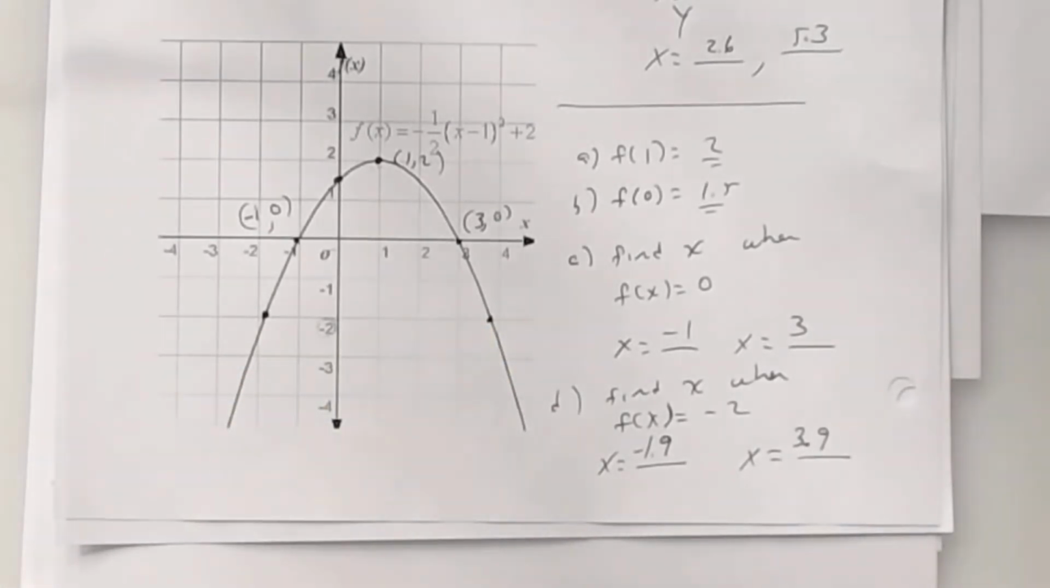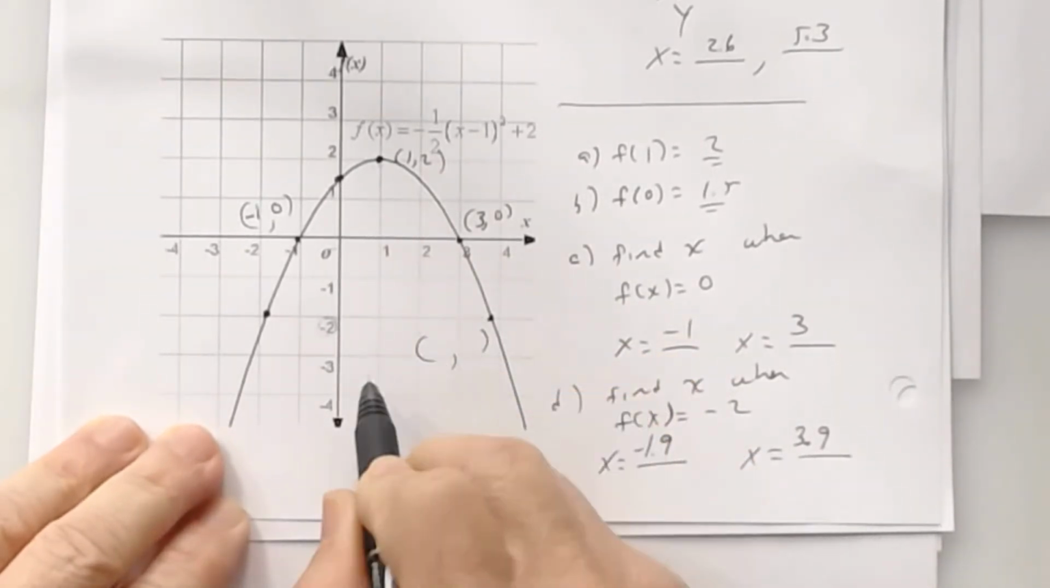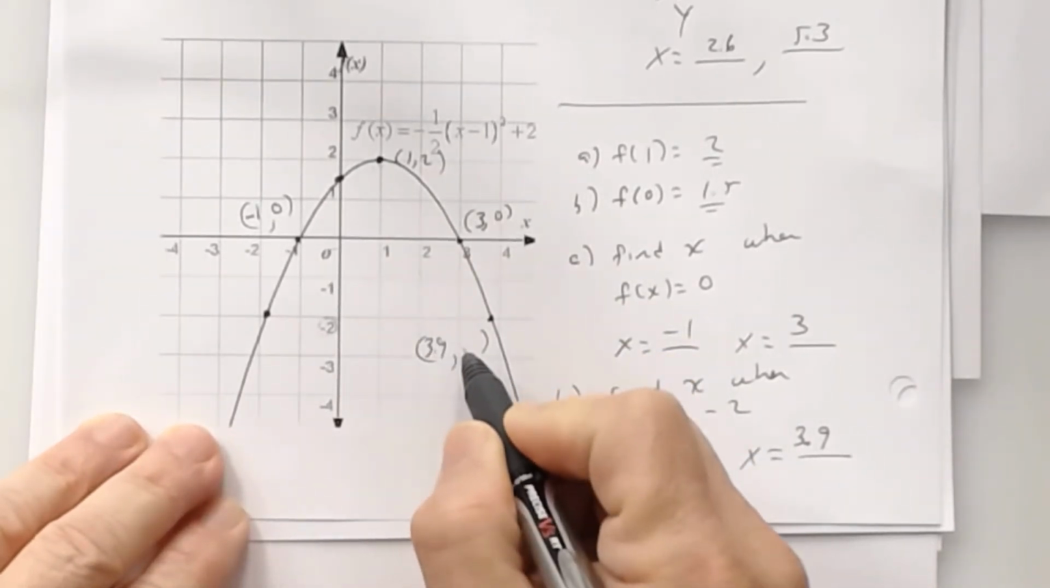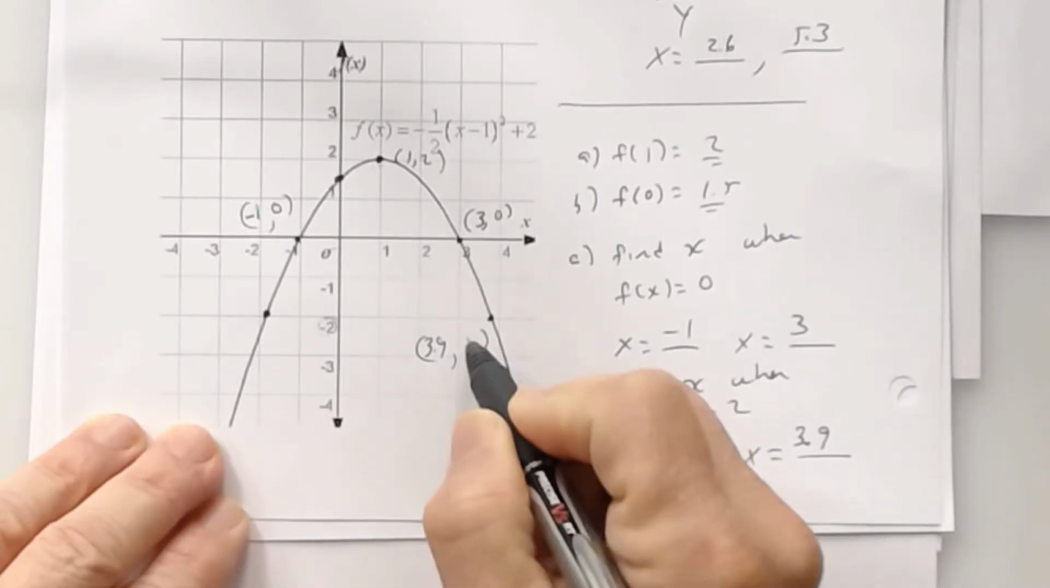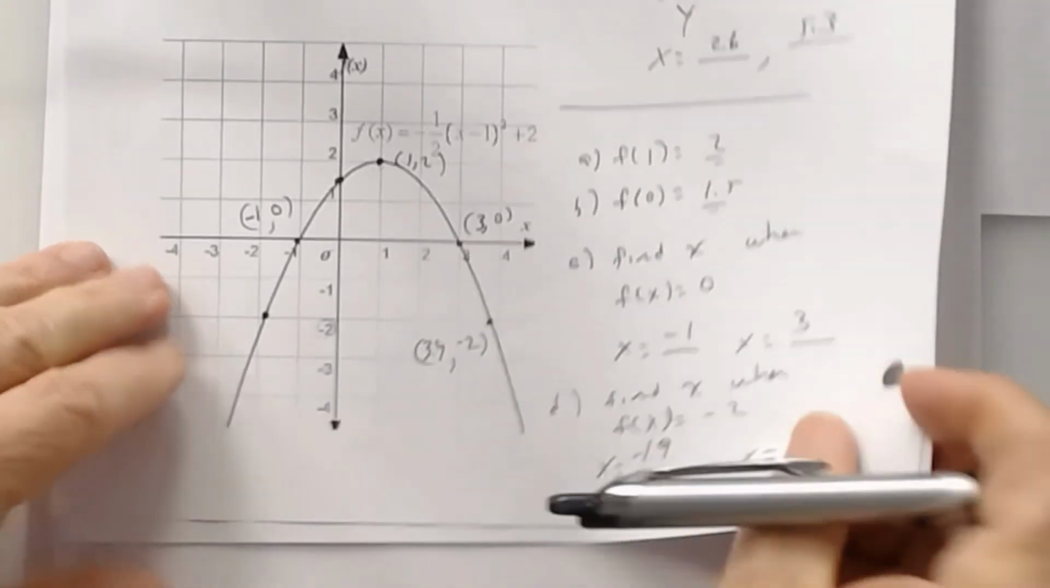Okay? All right. So that was that second graph. No, it's positive. Your x-coordinate. That's a positive. Because if I actually label that point, that's 3.9 comma negative 2. Okay? All right, go to the next one.